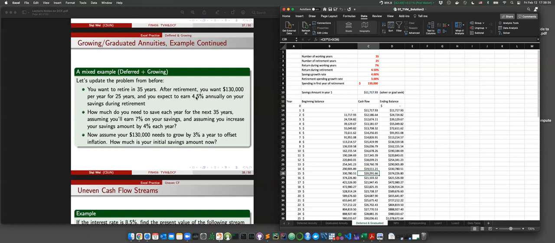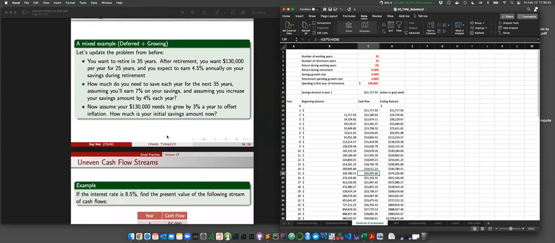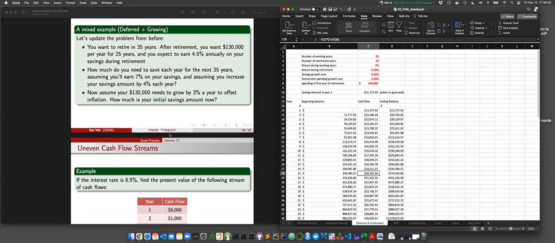You expect to earn 4.5% during your working years. The question is asking how much you need to save each year for the next 35 years, assuming you earn 7% on your saving account. Suppose you increase your saving amount 4% each year. That's the difference between this example and the previous example. Now assume your 130,000 needs to grow by 3% a year to offset inflation. How much is your initial saving amount now?